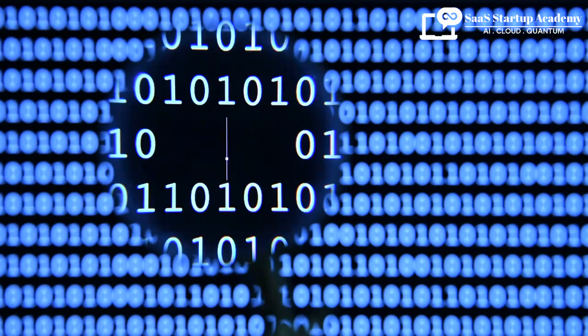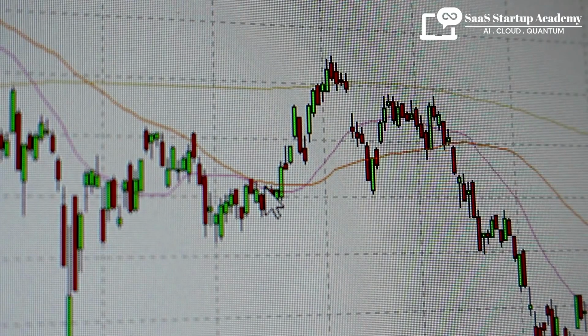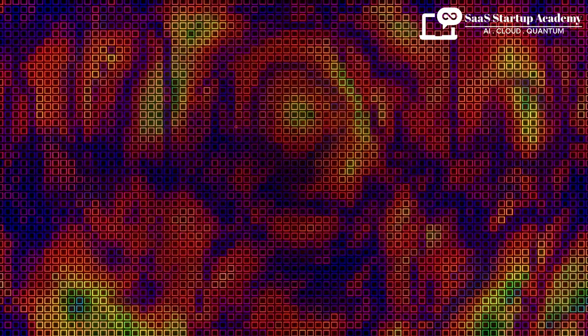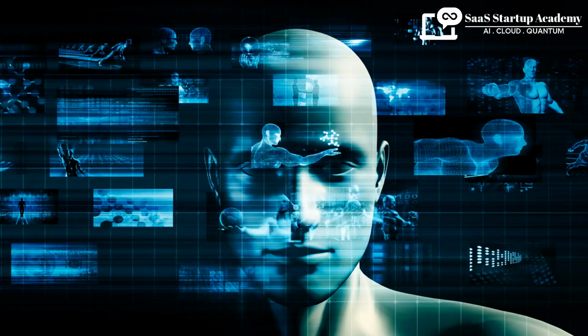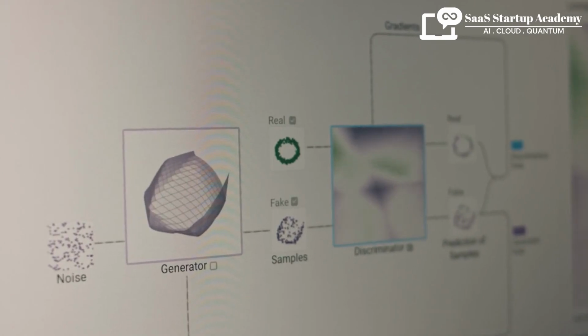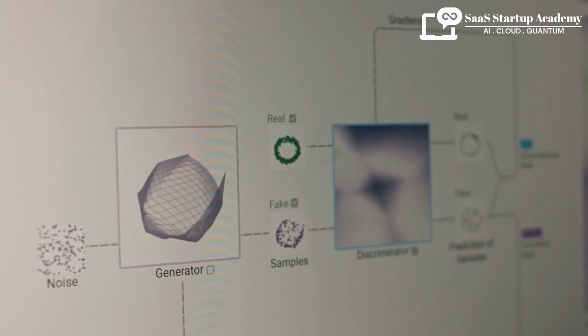Data collection and preprocessing. We will use historical stock price data from Yahoo Finance for this project. The data will be collected, cleaned, and prepared for model training. Code example. Explanation of code. 1. Data collection. We use the yfinance library to fetch historical stock prices for Apple Inc., AAPL, from January 1, 2020, to January 1, 2023. 2. Data preprocessing. We compute the daily returns using the percentage change of the closing prices and drop any missing values. Model building. We will build an ensemble model using boosting and bagging techniques to predict stock returns.